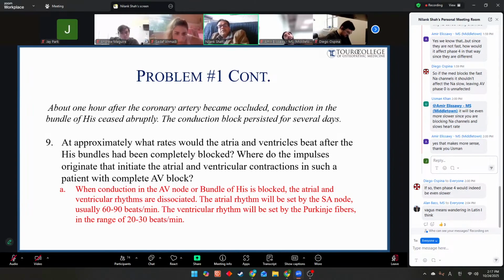It's called idioventricular rhythm, because it's set by the Purkinje system, which is 15 to 20 or 25 to 30 beats per minute. So both chambers will contract with their own rhythm, but still it will keep the person alive. That's the beauty of the heart, or compensatory response. Okay.